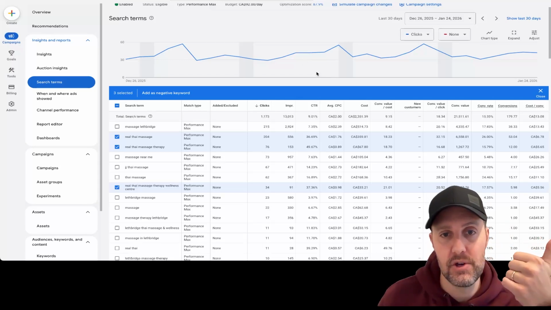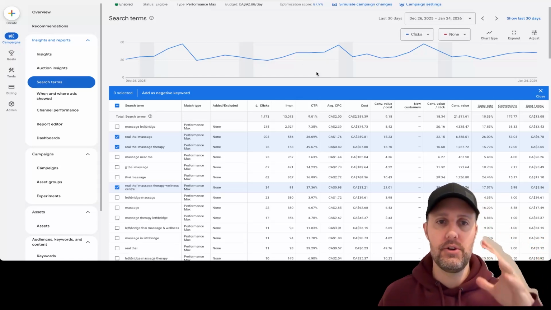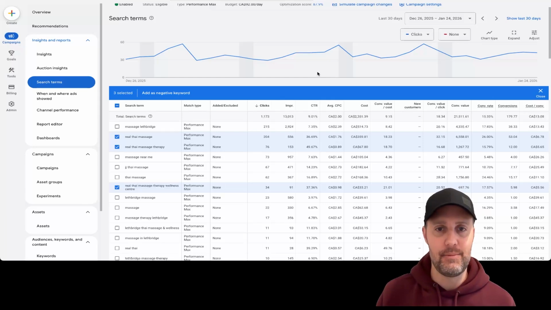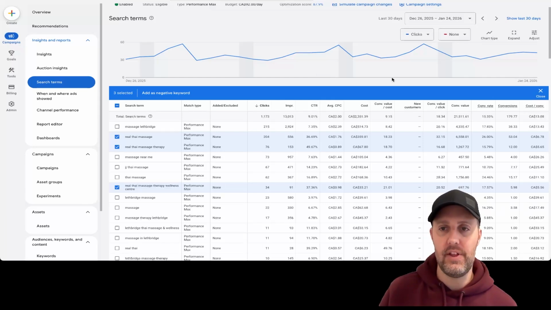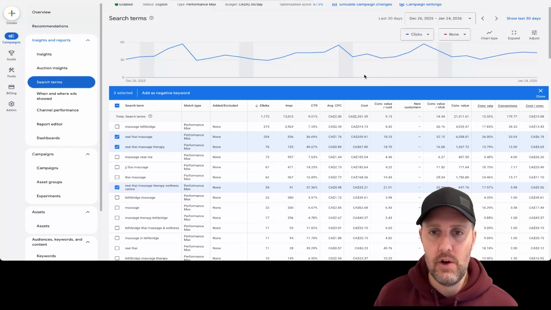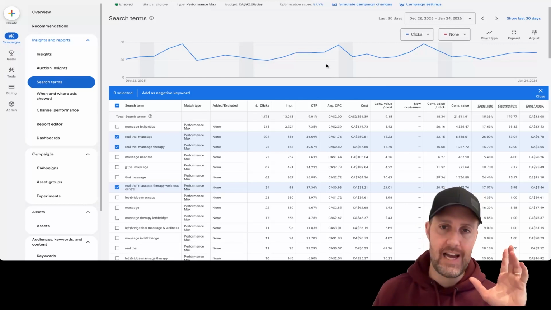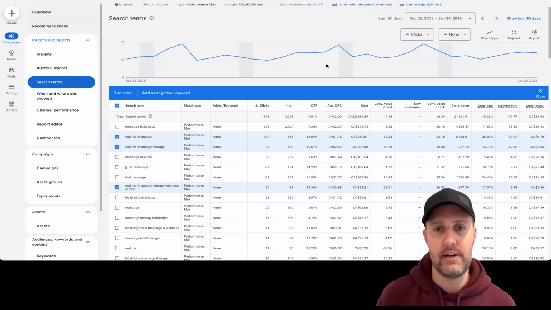It is how much you're willing to bid, but it's also how good Google thinks your ad and landing page are. The second part of that is determined by quality score, which is ad relevance, expected click-through rate, and landing page experience.